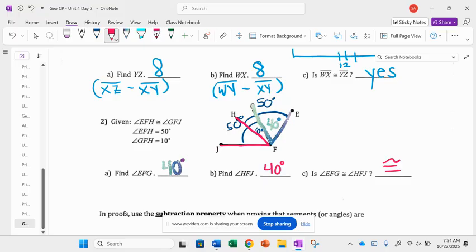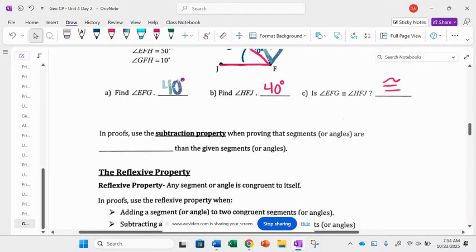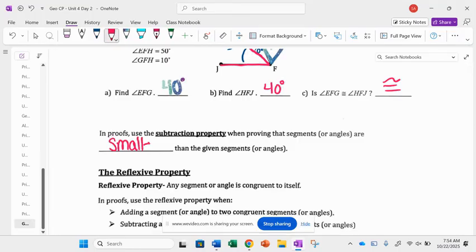The moral of the story is if I have two angles that are congruent and I subtract the same thing from both of them, the results are still congruent. So in proofs, use the subtraction property when proving that segments or angles are smaller than the given segments or angles.